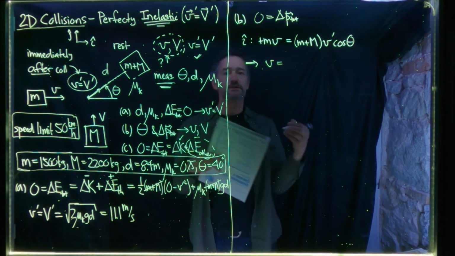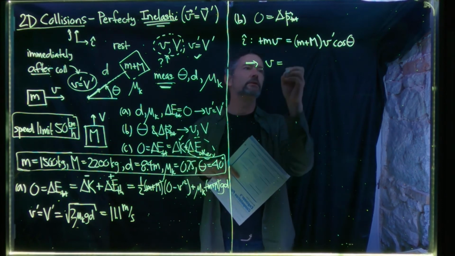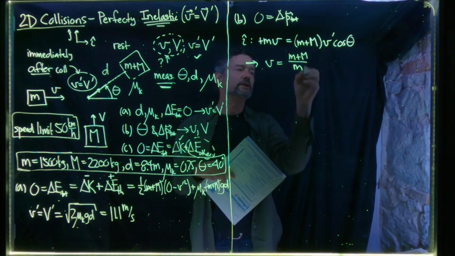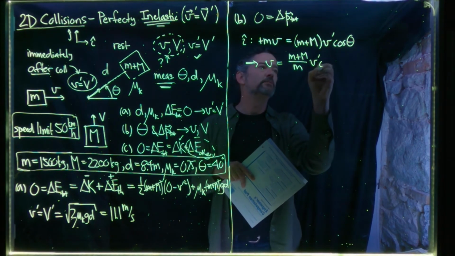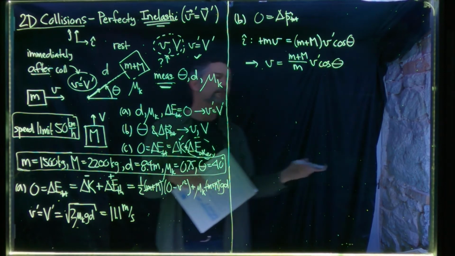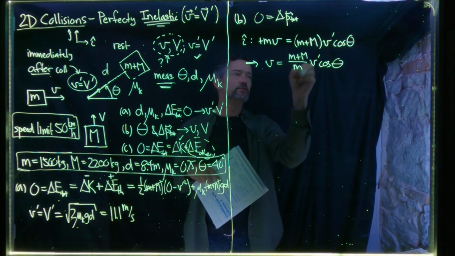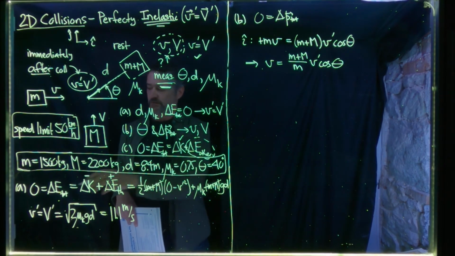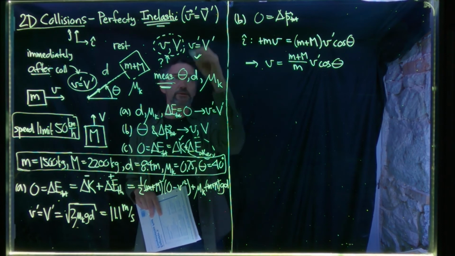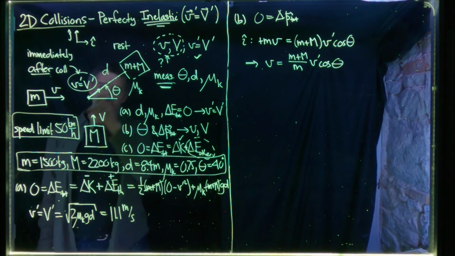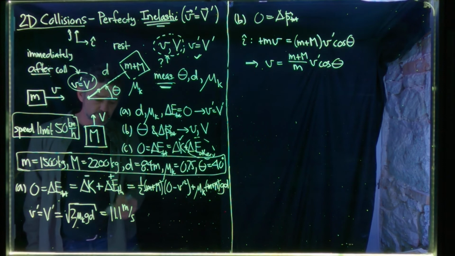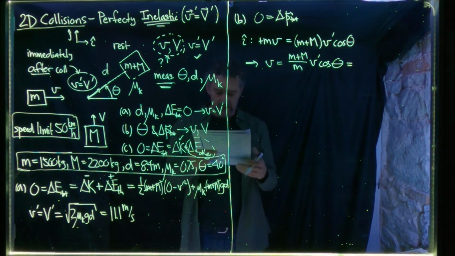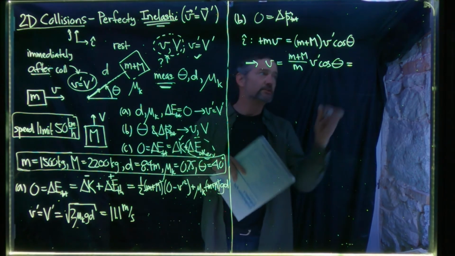So little v, the speed of the sports car just before the collision, is the sum of the masses divided by the mass of the sports car, times little v prime times cosine theta. Everything is known here. The police officer measured the masses, he measured the angle theta, and we just figured out, using conservation of energy, that the speed of this clumped together mass immediately after the collision is 11.1 meters per second. So we plug in all those numbers, and what do we get? We get 21.0 meters per second.